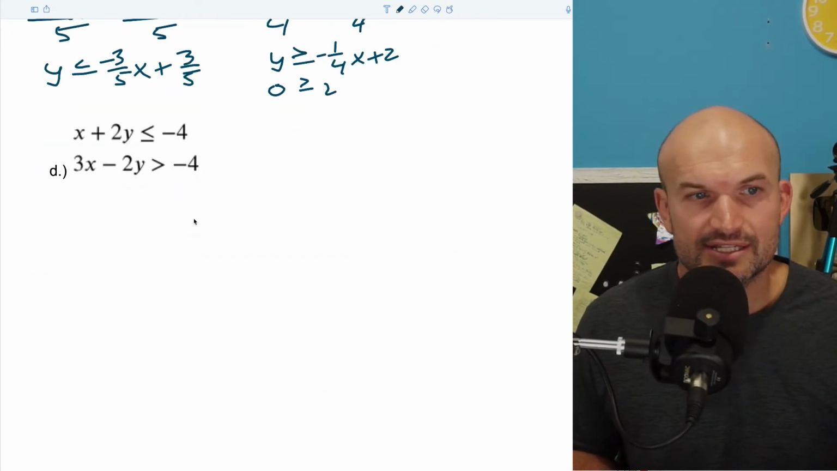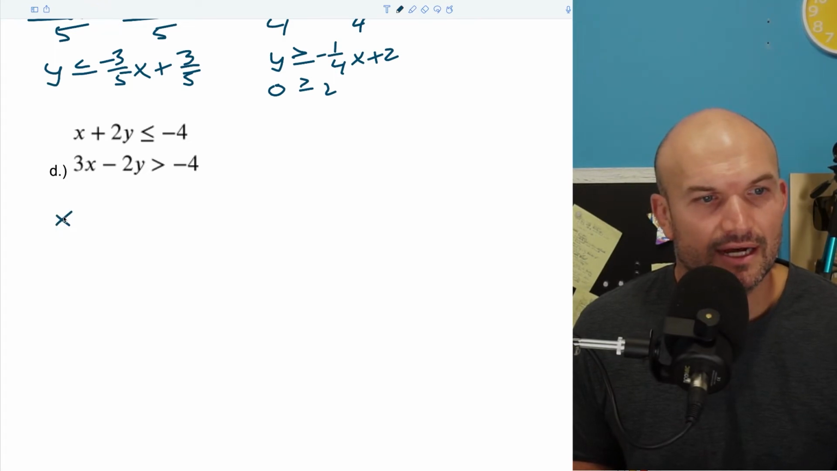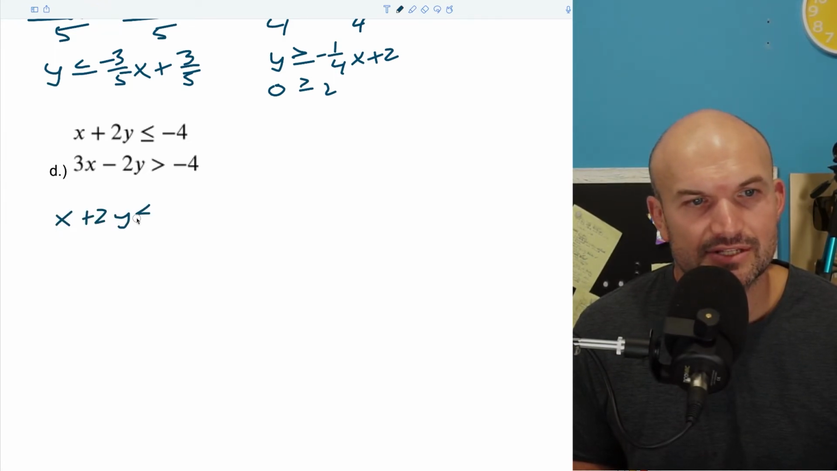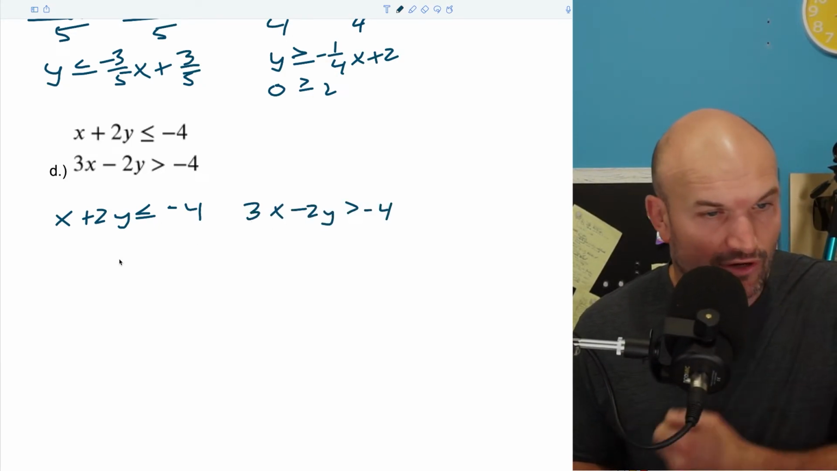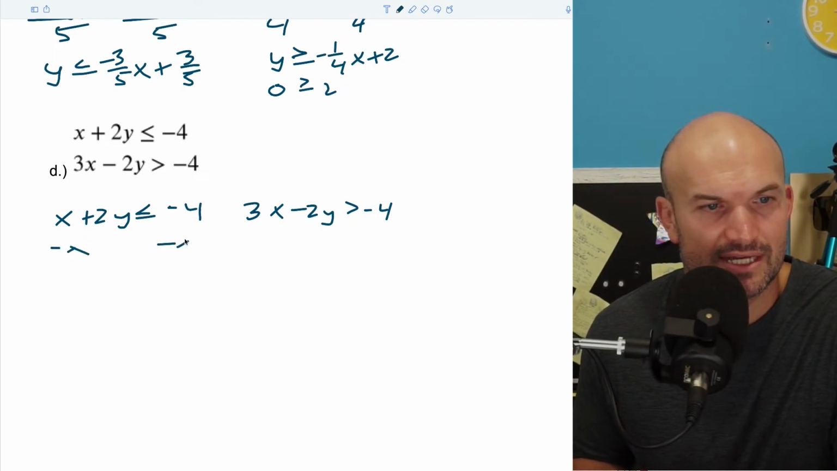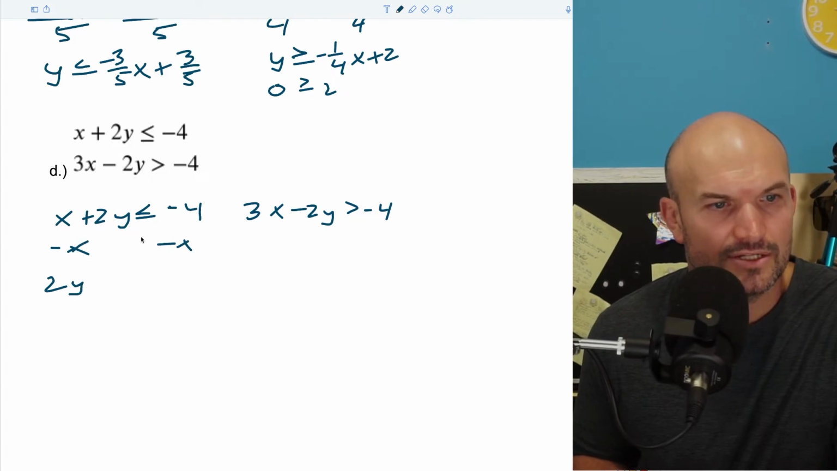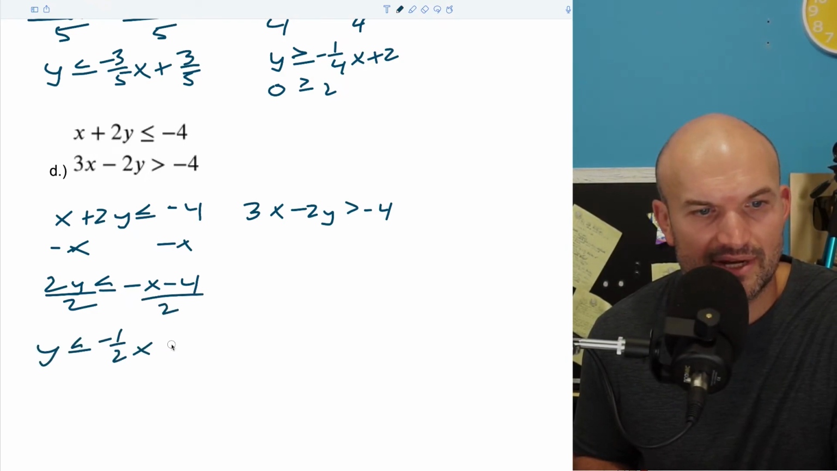All right, let's do this one more time, just to get a good idea. So we have x plus 2y is less than or equal to -4. And then here I have 3x minus 2y is greater than -4. Okay, so let's go ahead and solve for y, so we can graph them. So subtract x: 2y is less than or equal to -x minus 4. Divide by 2, y is less than or equal to -1/2 x minus 2.